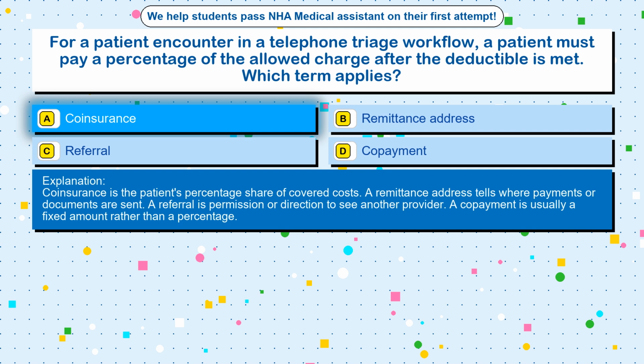Coinsurance is the patient's percentage share of covered costs. A remittance address tells where payments or documents are sent. A referral is permission or direction to see another provider. A copayment is usually a fixed amount rather than a percentage.